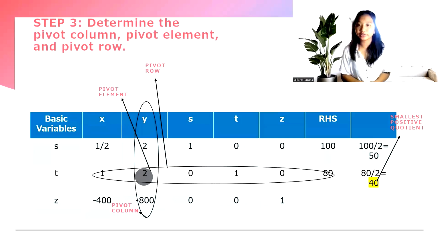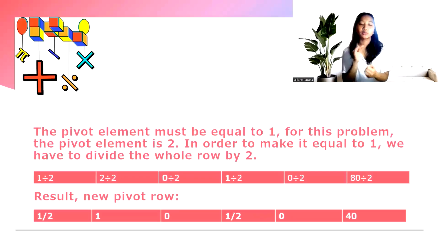And as I have stated earlier, we have to maintain our pivot element as equal to 1. To do that, our 2 must be divided by itself. 2 must be divided by 2 in order to have that pivot element of 1. So the whole row will be affected. 1 divided by 2, we have 1/2. 2 divided by 2, we have 1. 0 divided by 2, we have 0. 1 divided by 2 is 1/2. 0 divided by 2 is 0. 80 divided by 2 is equal to 40. So that will now be our pivot row.